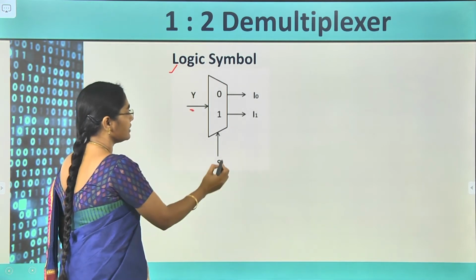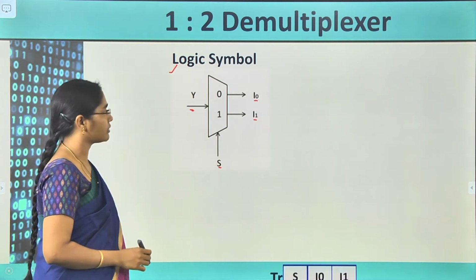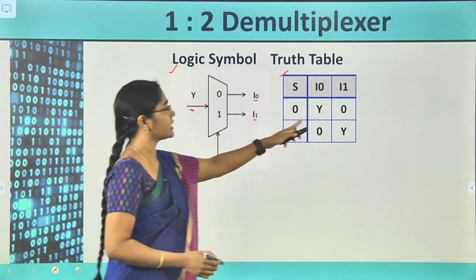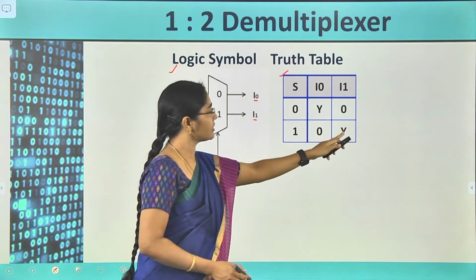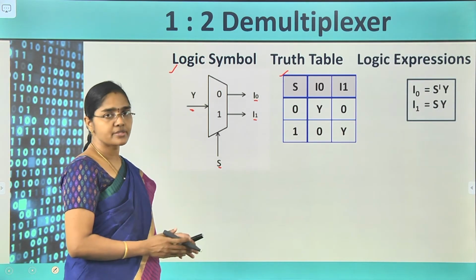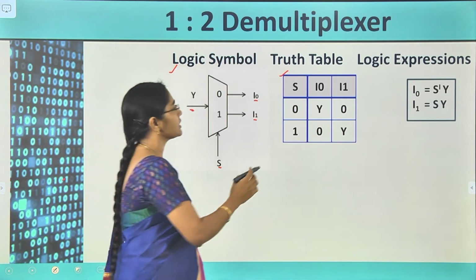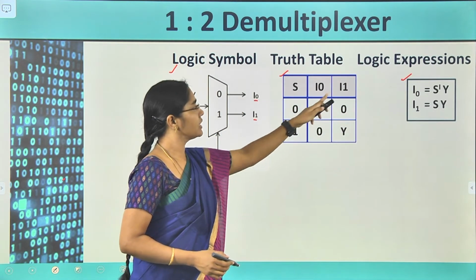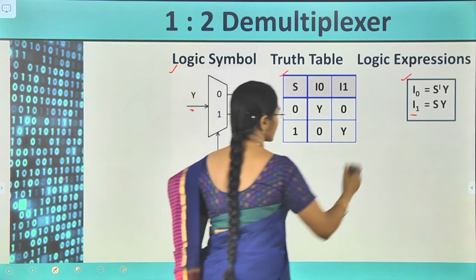Input is taken here as Y, the selection signal is S, and the output signals are represented as I0 and I1. Its truth table, depending upon the S value: I0 is equal to Y if S is equal to 0, and I1 is equal to Y if S is equal to 1. Then for the logic expressions, since simplification is not possible, we directly write the logic expressions from the truth table, that is I0 is equal to S bar into Y and I1 is equal to S into Y. So these two are the logic expressions.